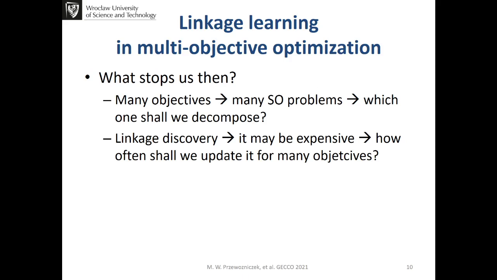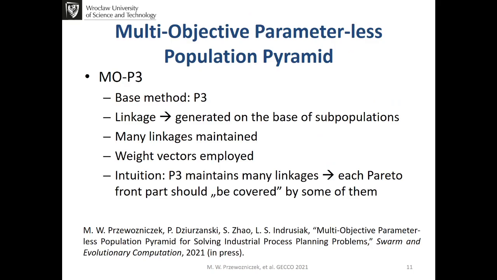So what stops us then? Why don't we use problem decomposition frequently in multi-objective optimization? Well, many objectives. If we have many objectives, then we may make many single objective problems. And the question is, which of these problems shall we decompose? Linkage discovery or other decomposition techniques may be expensive. So how often shall we update the decomposition information for so many single objective subproblems? These are hard questions.